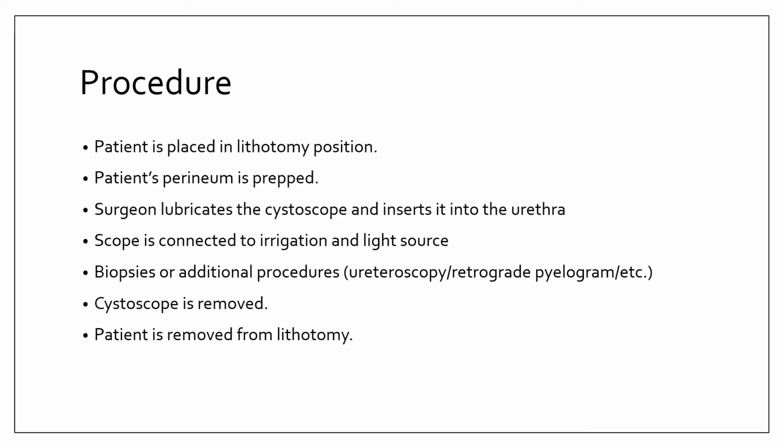The patient is placed in a lithotomy position for this procedure, and then their perineum is prepped. The cystoscope will be lubricated with a jelly and then inserted into the urethra. The scope is connected to an irrigation and light source so the surgeon can see what they're doing. They will take biopsies or perform additional procedures such as a ureteroscopy, retrograde pyelograms, dealing with kidney stones, whatever they need to do. The cystoscope is removed. The patient is removed from lithotomy.